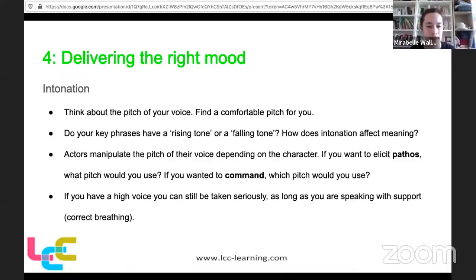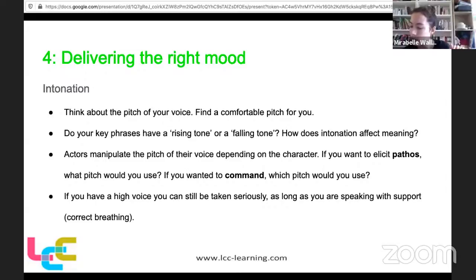Do your key phrases have a rising tone or a falling tone? So by that, I mean, do your phrases go up or down, your key phrases? If you remember from Monday, I said it was really important to repeat key phrases. Repeat, repeat, repeat. So Sojourner's one was, "Ain't I a woman?" And when we looked at Martin Luther King, his key phrase was, "I have a dream, I have a dream." So think about the way that you're saying those phrases. How does intonation, the tone you're using, affect your meaning?